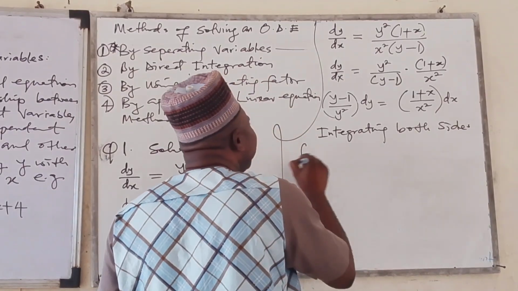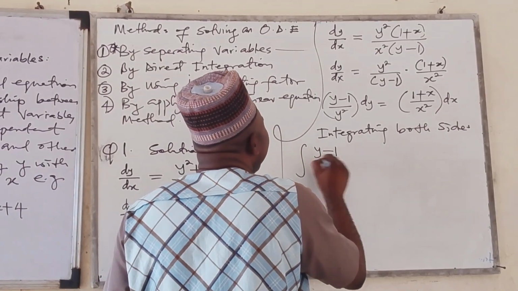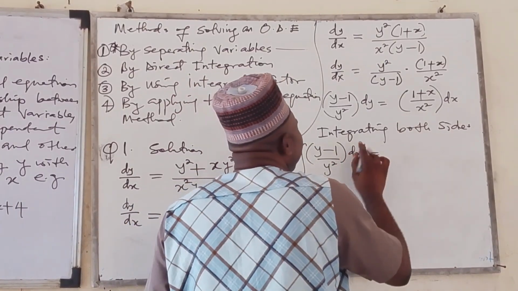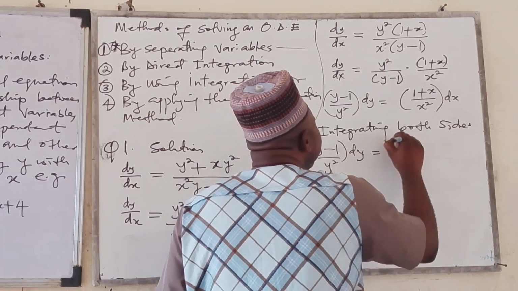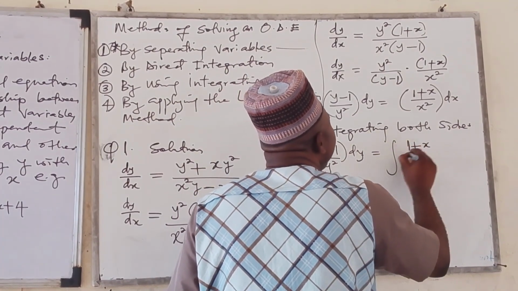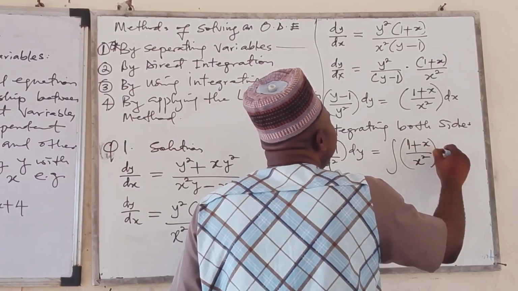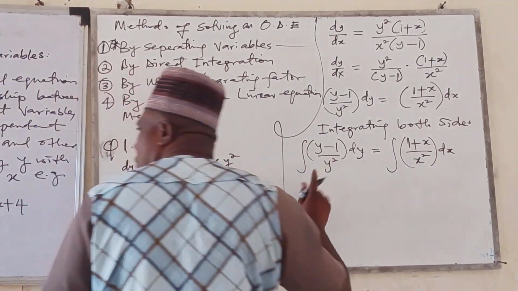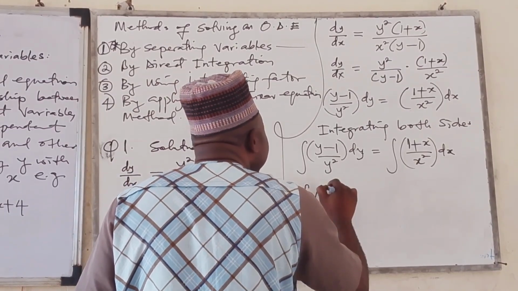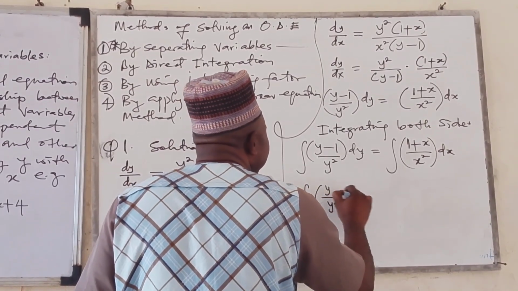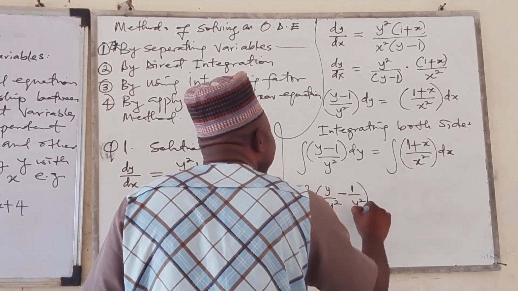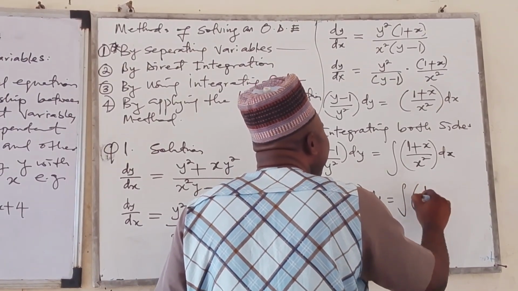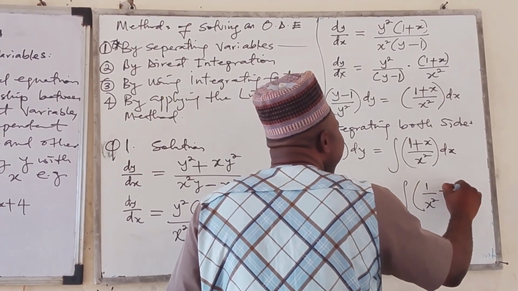So here we have the integral of (y minus 1) all over y squared dy is equal to the integral of (1 plus x) all over x squared dx. So it therefore means that we have the integral of (y all over y squared minus 1 all over y squared) dy is equal to the integral of (1 all over x squared plus x all over x squared) dx.